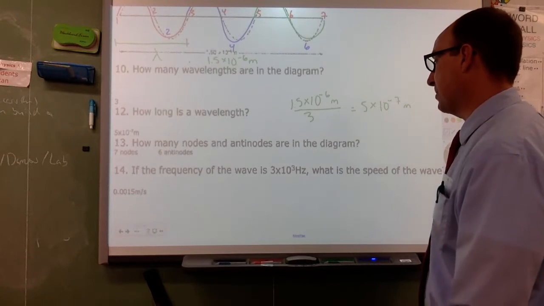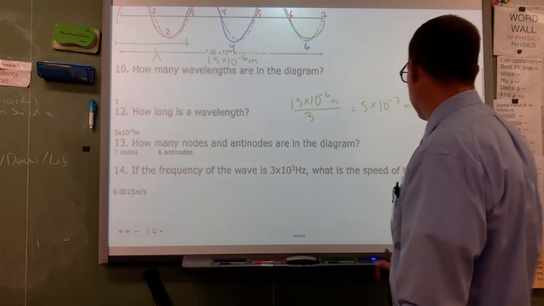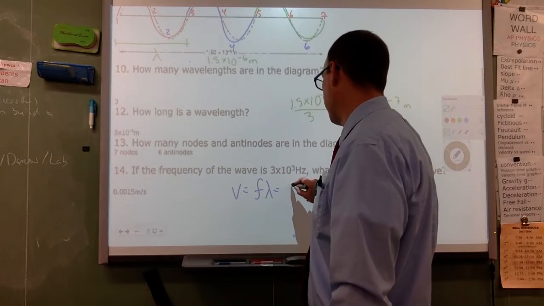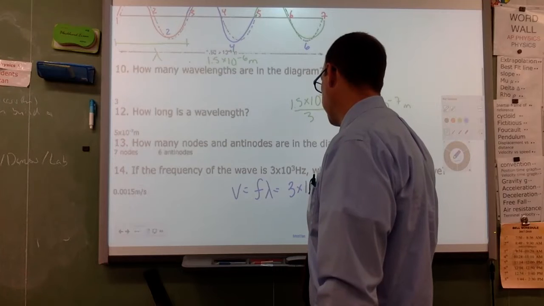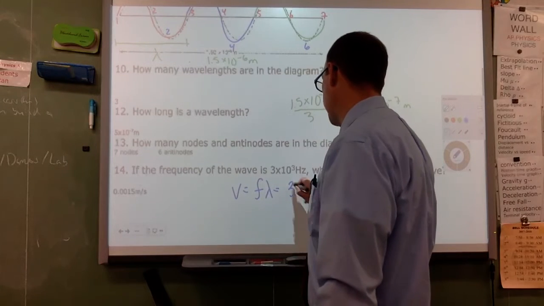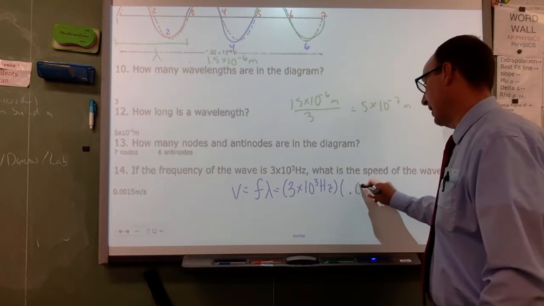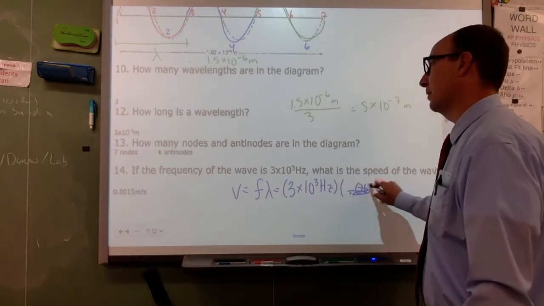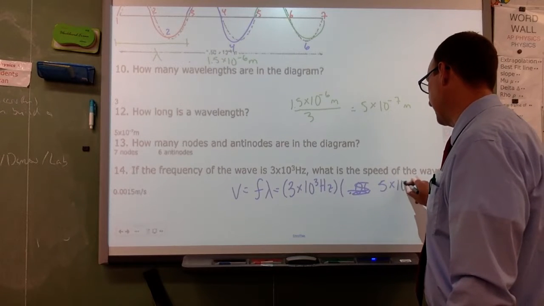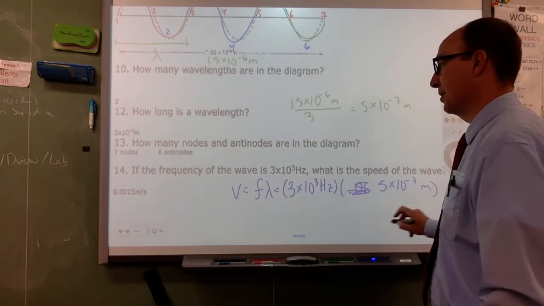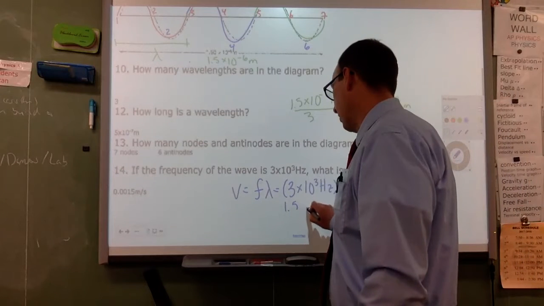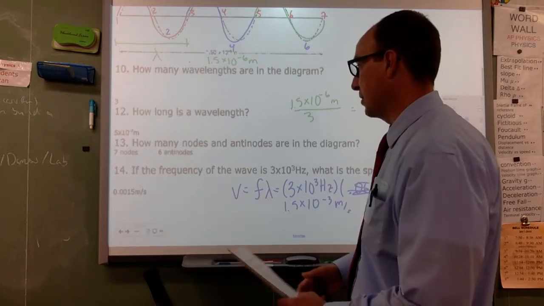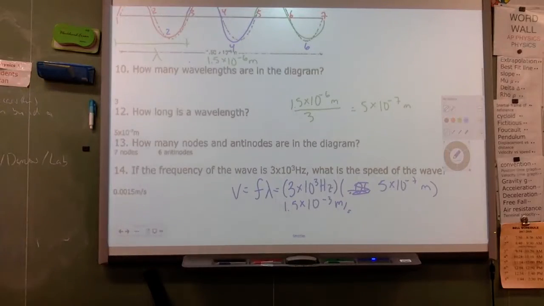All right, and then if the frequency of the wave is 3 times 10 to the third, what is the speed? So we're just going to take the frequency times the wavelength. So this is going to be 3 times 10 to the third hertz, and our wavelength is 5 times 10 to the negative 7th meters, which gives me 1.5 times 10 to the negative third meters per second. Very slow.